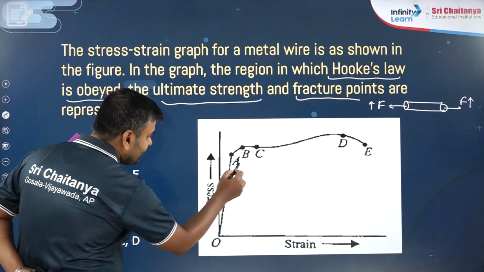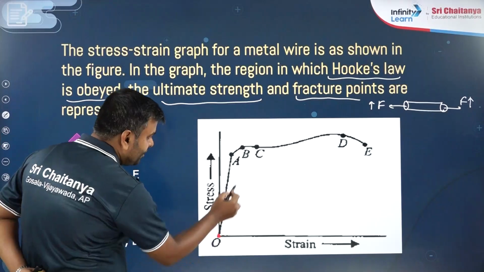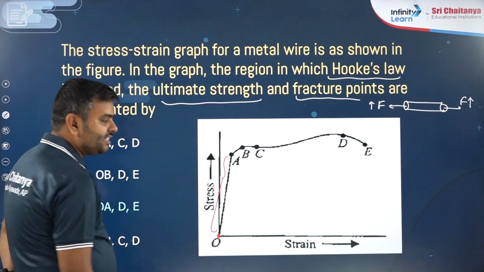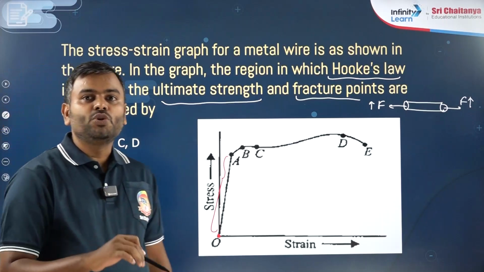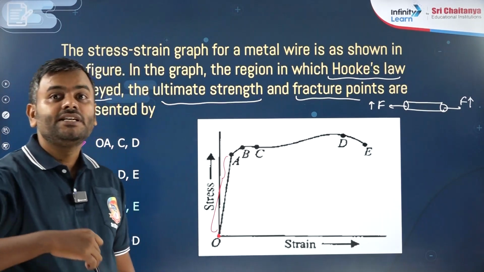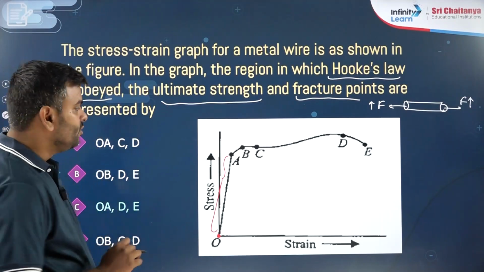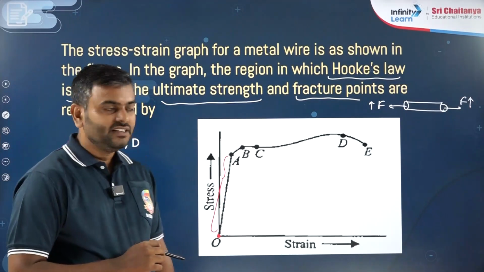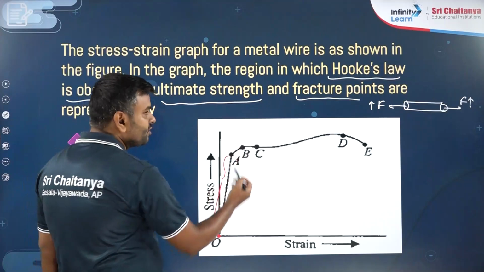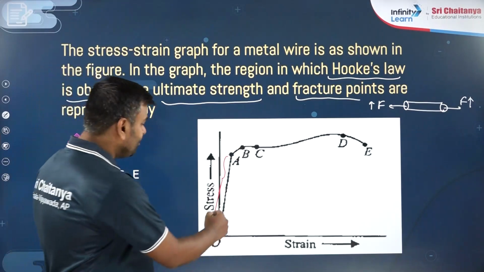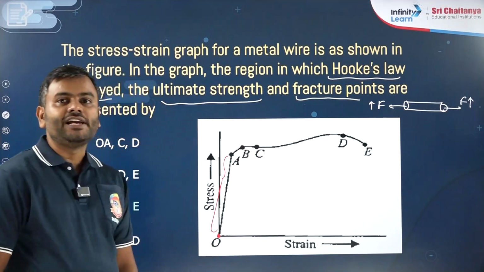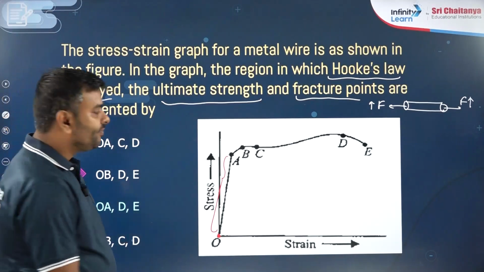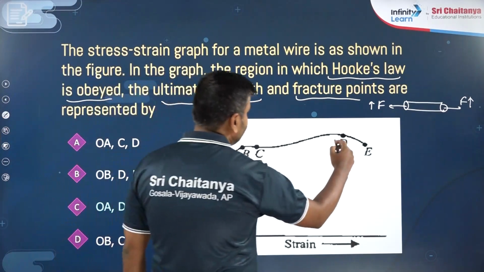So you can say that from the starting, from O point, up to this A point, this particular region is the region where stress is proportional to strain, which is the condition of Hooke's law. So this OA region is the region of Hooke's law validity. Beyond this point, Hooke's law is not valid. Beyond A point, there is no validity of Hooke's law. So that is the Hooke's law validity region.